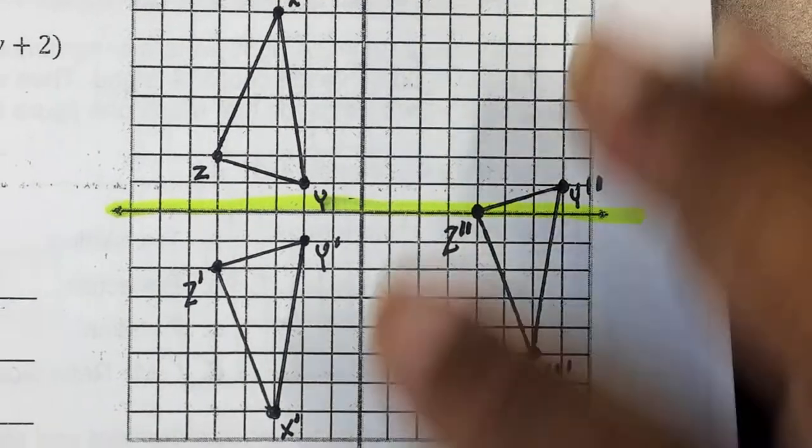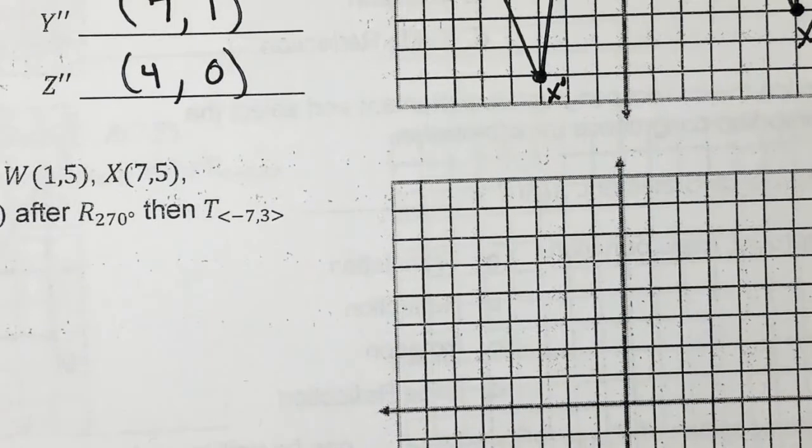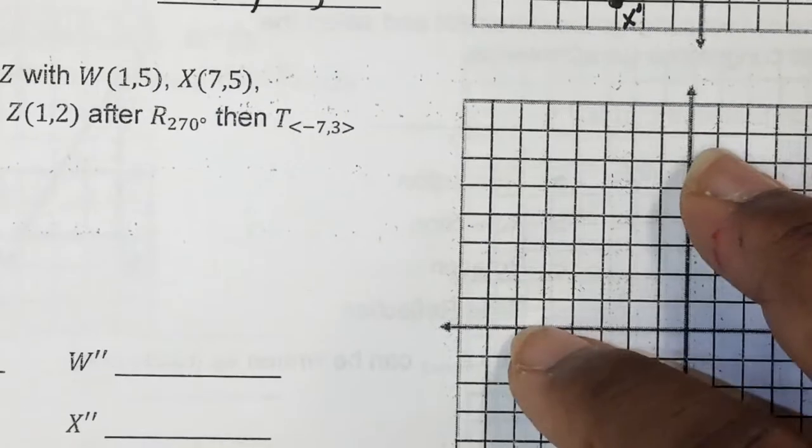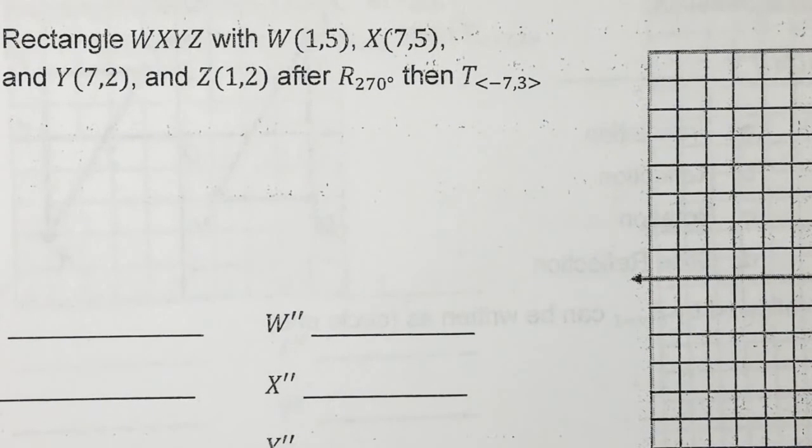Yeah, rolling on. Doing another one. Obviously, I'm just hitting examples for y'all. Next one is this rectangle. They want us to rotate it 270, then translate it -7, 3. So y'all need to be able to recognize what rules they're asking you to use.